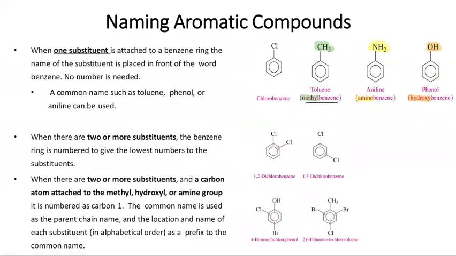Now, what happens when I have 2 or more substituents attached to the benzene ring, but those substituents are not going to be that methyl, that amino, or that hydroxy group, okay? What we do when we have 2 or more substituents is we're going to number them to give them the lowest number, okay, within the ring system. Remember that we are going to number the ring clockwise or counterclockwise.